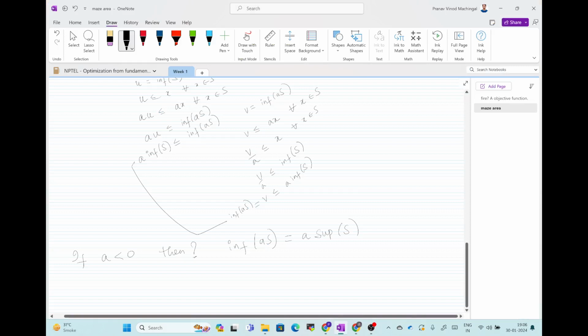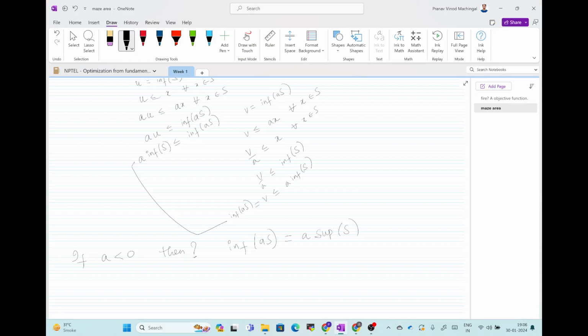This will hold, right? Yeah. Because intuitively, what we are saying is the infimum of aS is like, whatever set S was there, we multiply each value with the scalar a, and a is a negative value, so we take the smallest, the infimum, the lower bound.